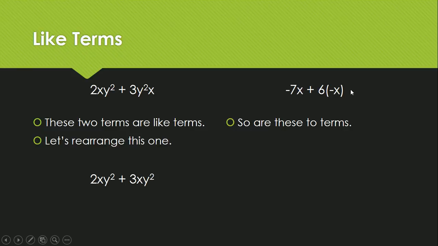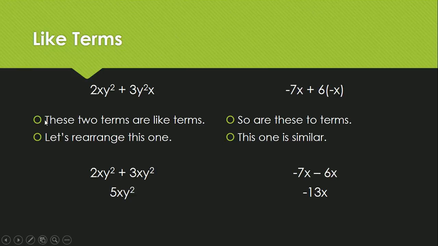So both of these are like terms. Let's rearrange the first one to put it in the right order. And then let's get rid of the negative inside there. Now we can see that they're like terms, even though they weren't obviously before. And then we can combine. So we can add the coefficients, get 5. We can add the negative coefficients, negative 7 and negative 6, and it becomes even more negative, negative 13.